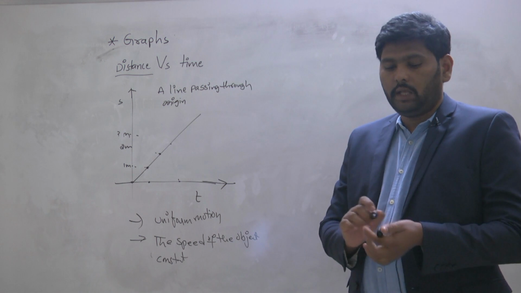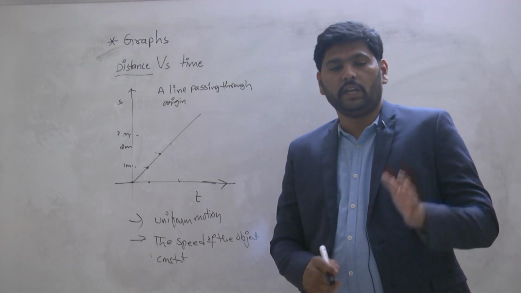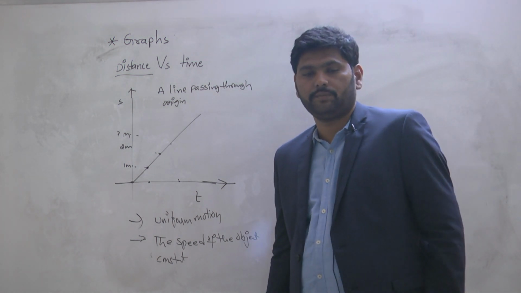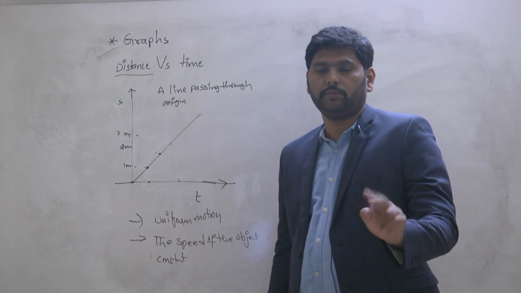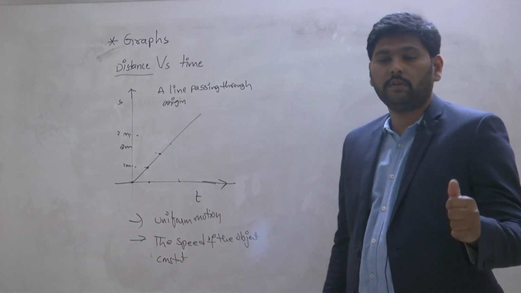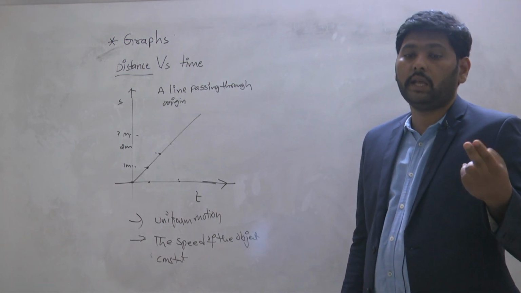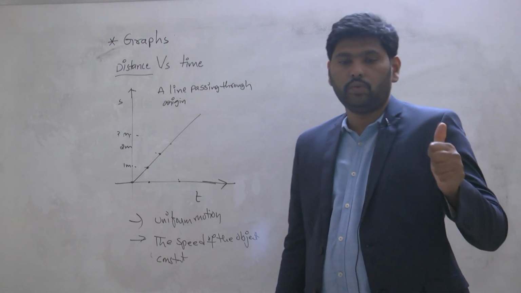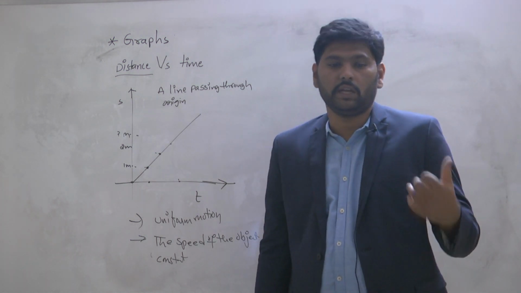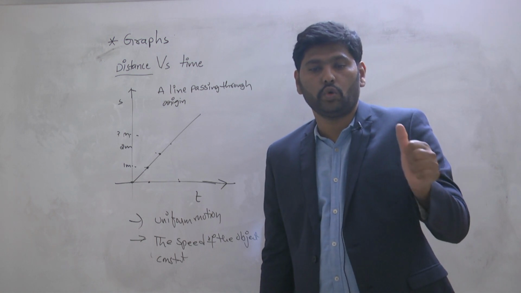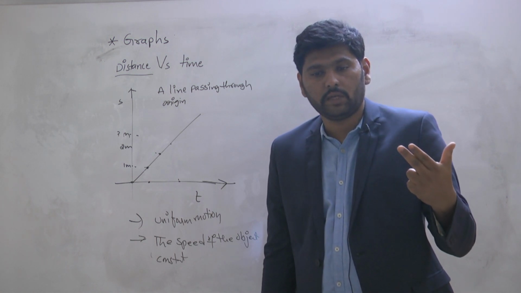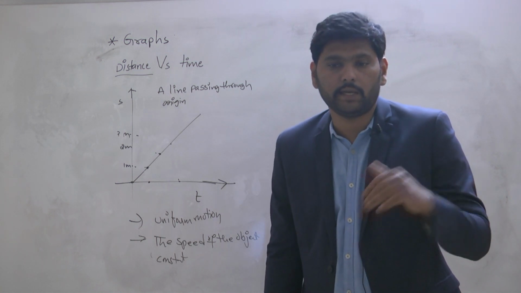Anytime in any graph, two things you need to observe. One is the slope of the graph, and one more is the area under the graph. Two things you need to observe in any graph: the slope of the graph, and the area under the graph.